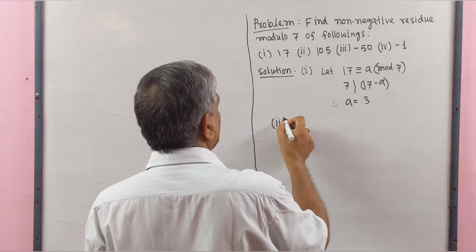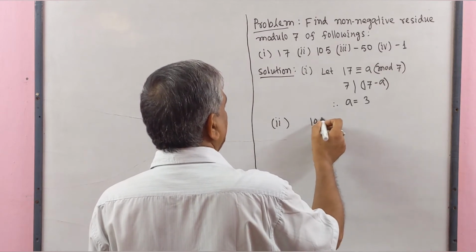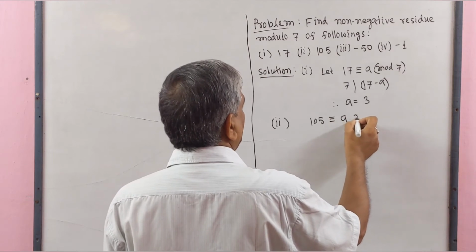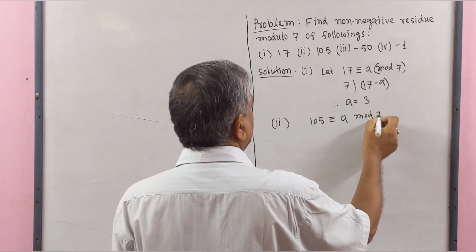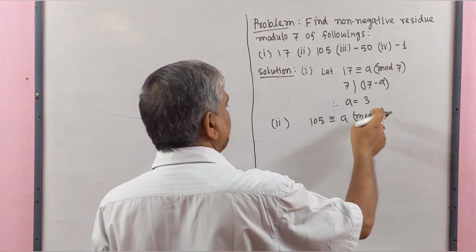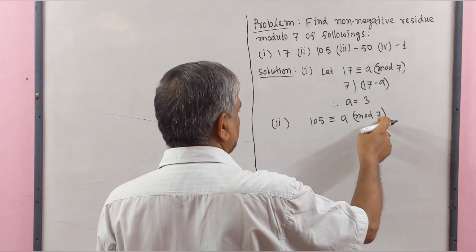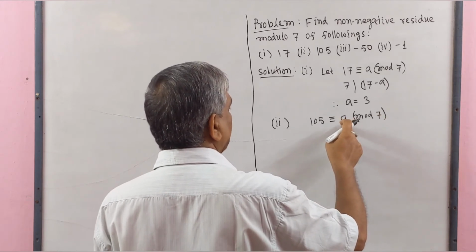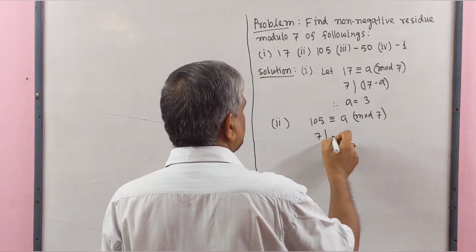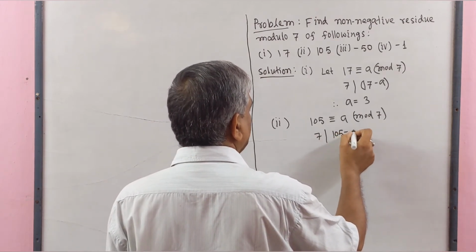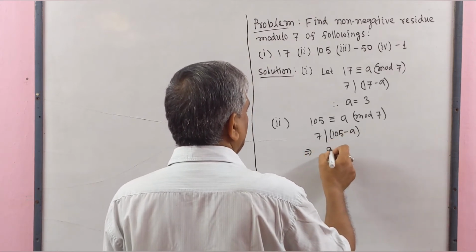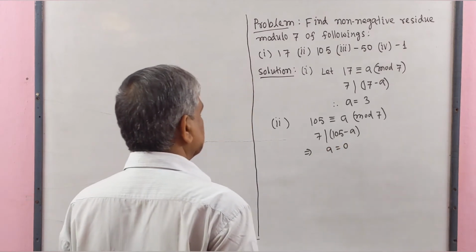Number 2. 105 congruent A modulo 7. Since 105 is divisible by 7, in place of A we must write 0. 7 divides 105 minus A implies that A equals 0.